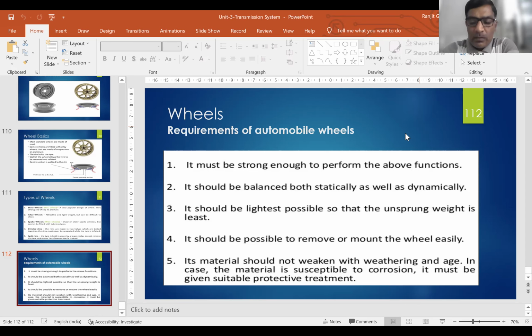So unit content: functions of steering, then steering system layout, automotive steering mechanisms, wherein Ackermann and Davis steering mechanism, then types of steering boxes, and condition for true rolling.